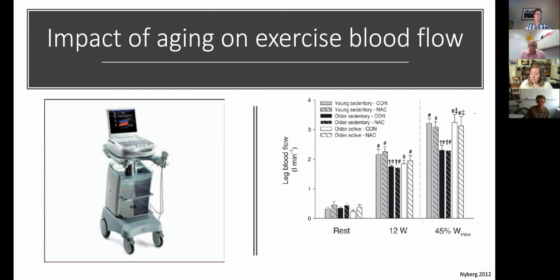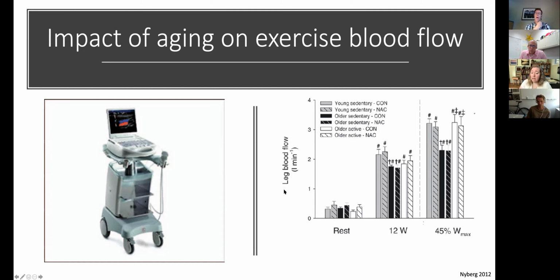And then the bars that have the lines going through them are the test group, not the control group. What they did is they increased the bioavailability of nitric oxide, and that accounts for all of the bars that have lines through them, and the control group are the solid bars.